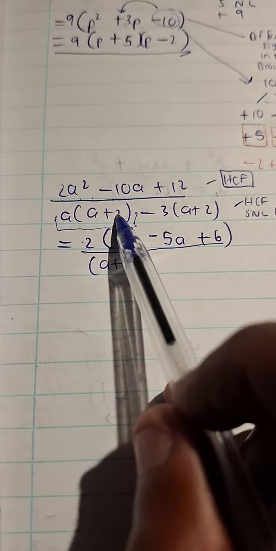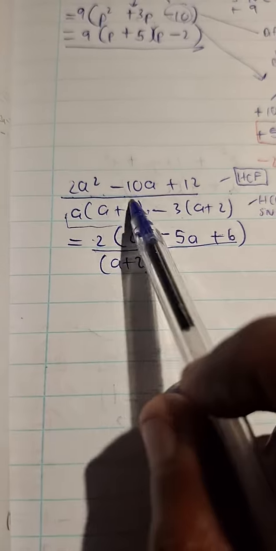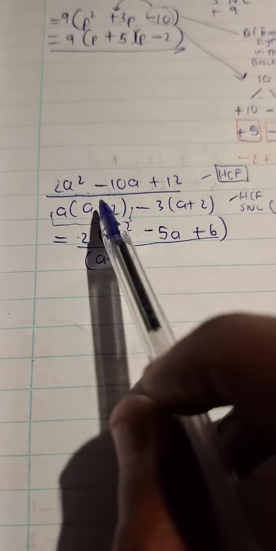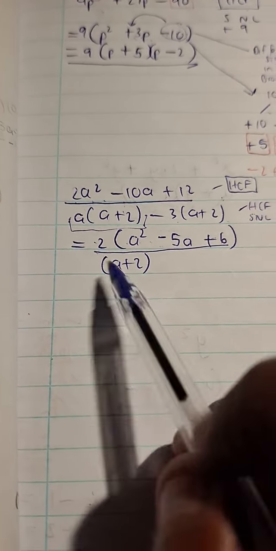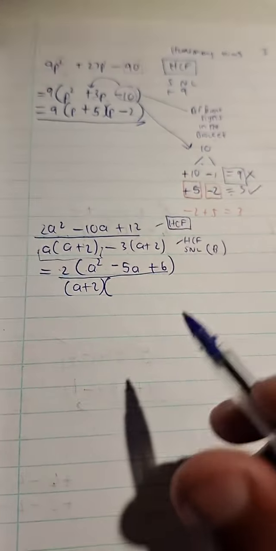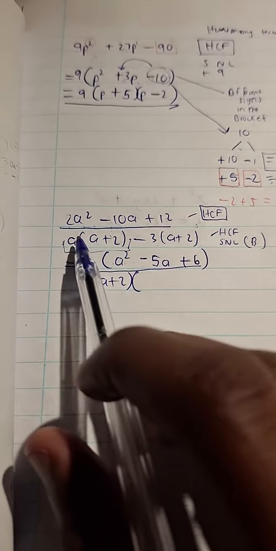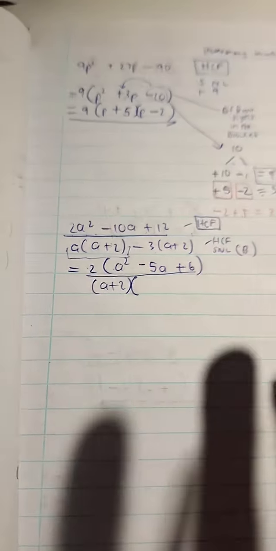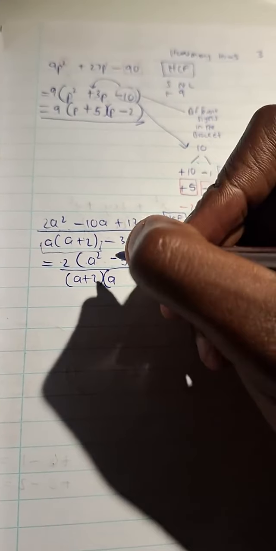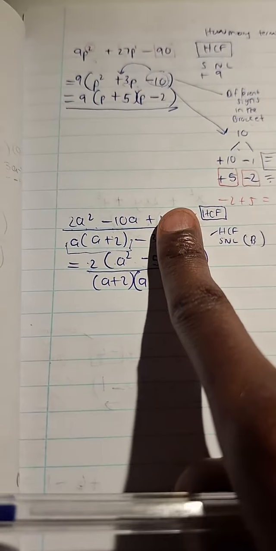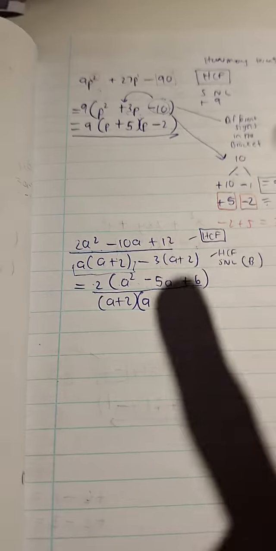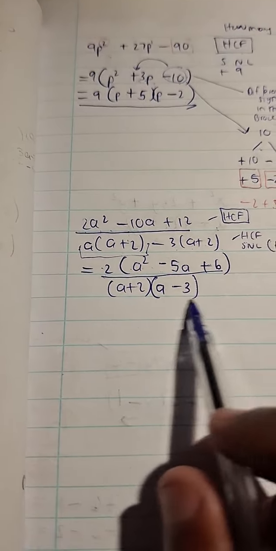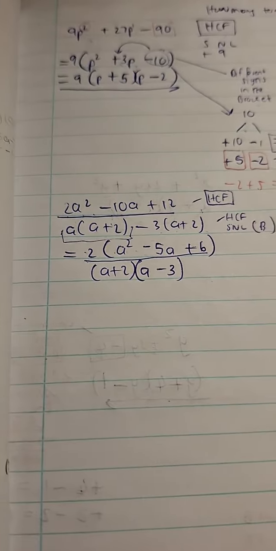A plus 2 is common because for the first term, we have a plus 2. For the second term, we have a plus 2. So a plus 2 is common. Then what is left over on the left-hand side? You hide the a plus 2. It is a. What's left over on the right? You hide the a plus 2. On the right, you are left with minus 3. That is the factorization of the numerator.